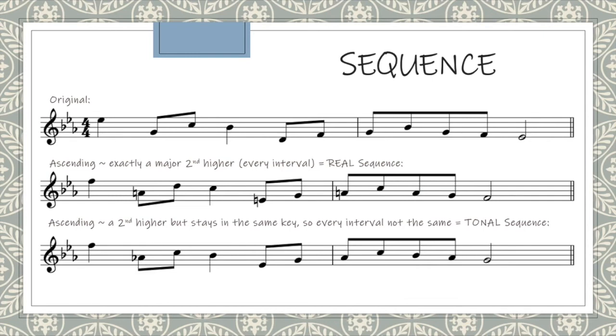Sequence is when a phrase is repeated either higher than the original or lower than the original. Typically, you find 2 types of sequences, a real sequence or a tonal sequence. Real is when every interval is exactly the same as in the original. So, for instance, if I go a minor sixth down, then in my ascending sequence from my first note to my second note will also be a minor sixth down.